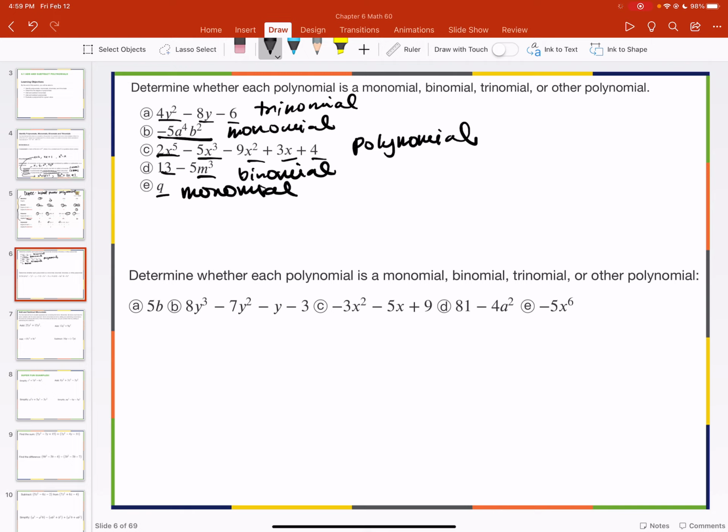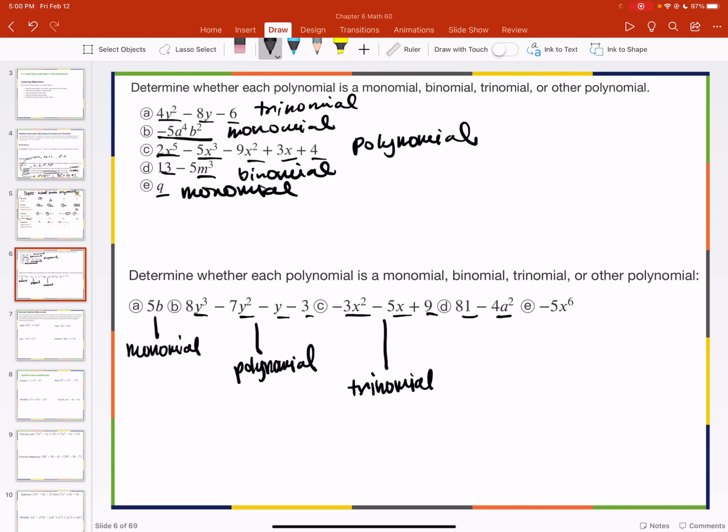This one is, again, so let's go down here, one term, monomial. Okay, this one here is 1, 2, 3, 4. So more than 3, we just say polynomial. This one has 1, 2, 3, so trinomial. This one has 2 terms, so binomial. This one has 1 term, so monomial. So you guys kind of get the gist of it?